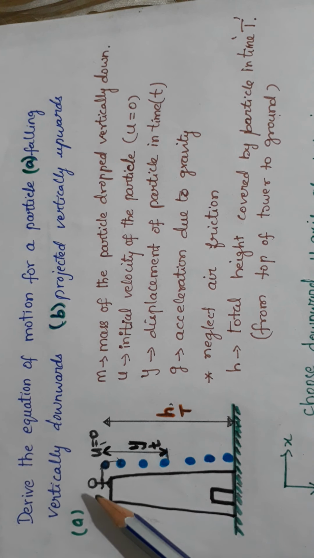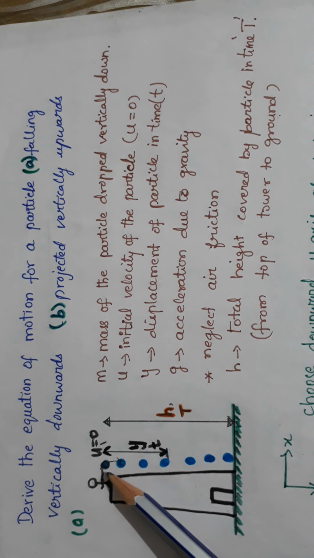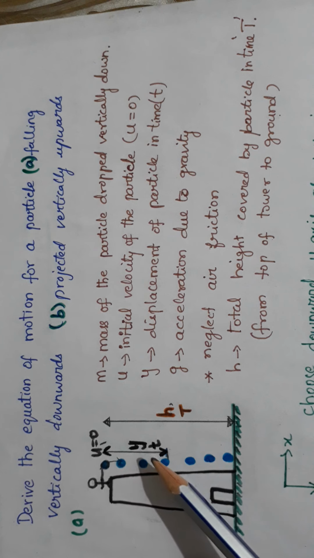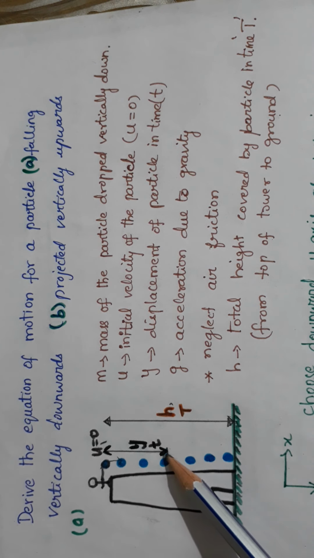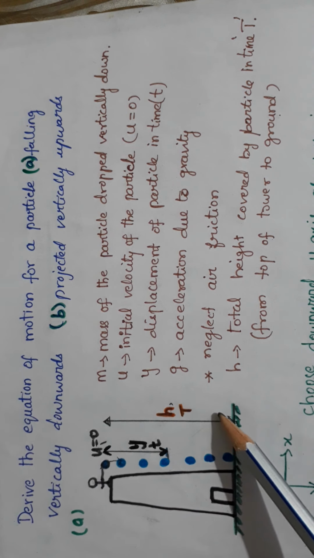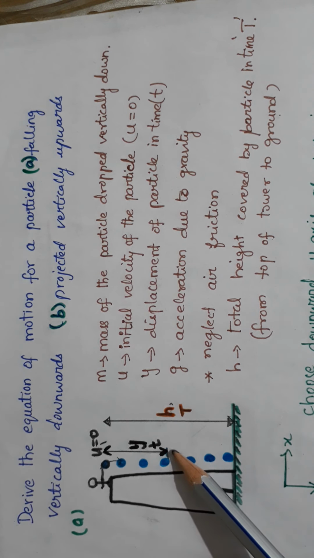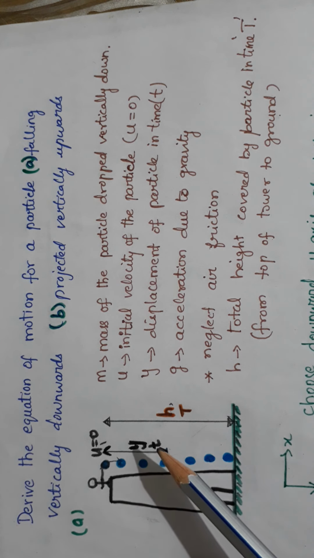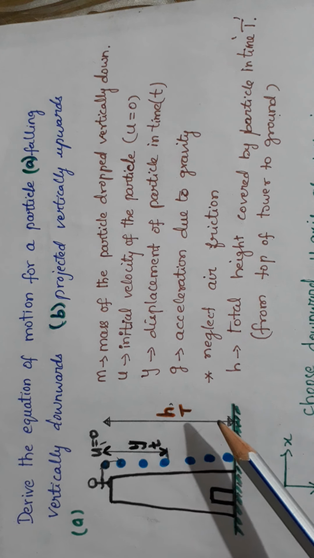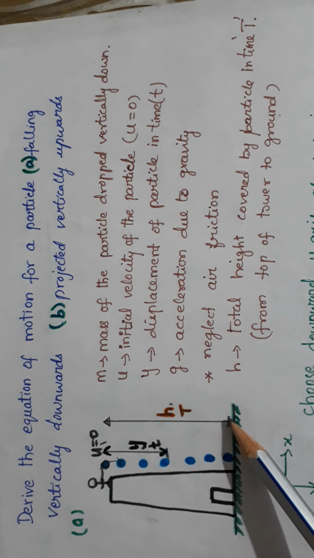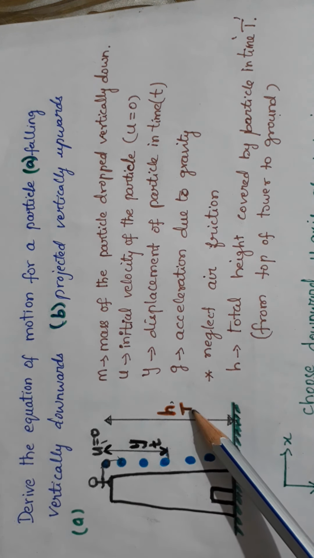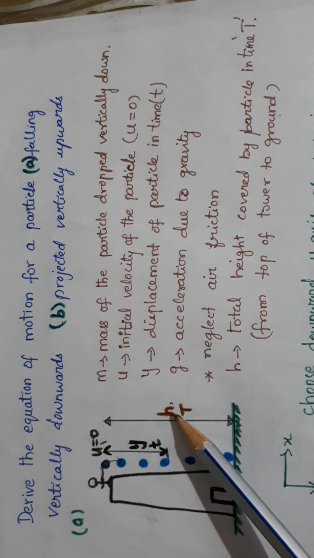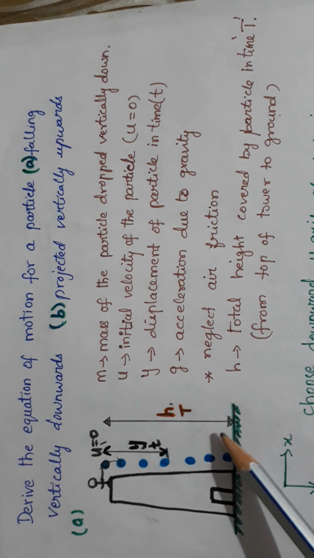A boy is standing on the tower. Without giving any initial velocity, simply he is dropping the particle. Now this is the intermediate position, it is neither the top nor the ground level. The particle has undergone a displacement y in time t, right? So when the particle reaches the ground in time capital T, the displacement in this case is h. h is the height of the tower from the ground level.